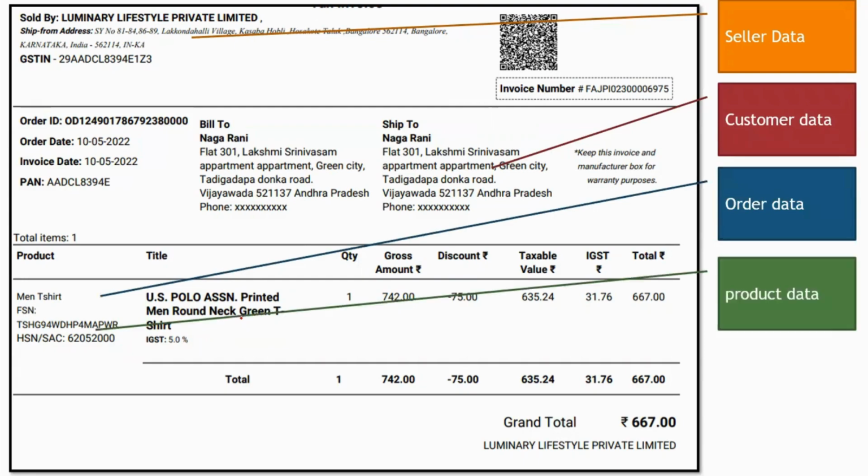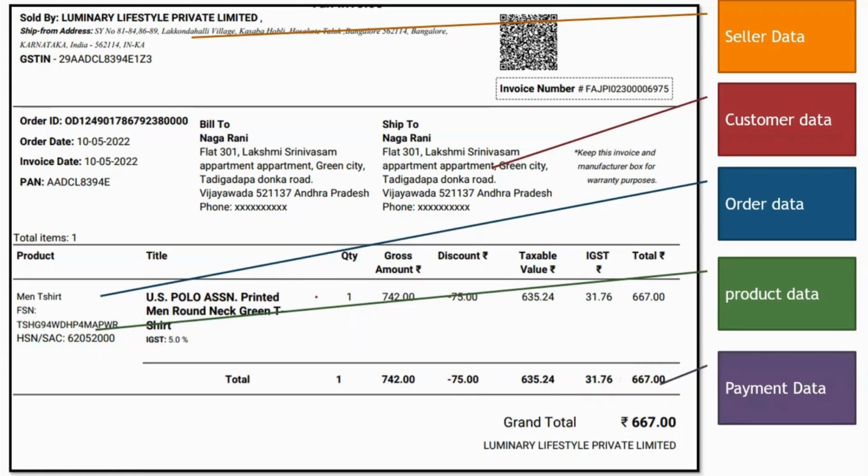Product data, order data. What is order data? How many products? What is the quantity? Are you buying one t-shirt? Are you buying 5 t-shirts? Product data is what exactly is the product name? What is the size of the t-shirt? What is the color of the t-shirt, etc. And payment information also. What is the amount that you have to pay? Is there any discount? Is there any charges? Discount is 75 rupees and then there are extra GST charges and this is the payment. That is the information. Payment data is also there.